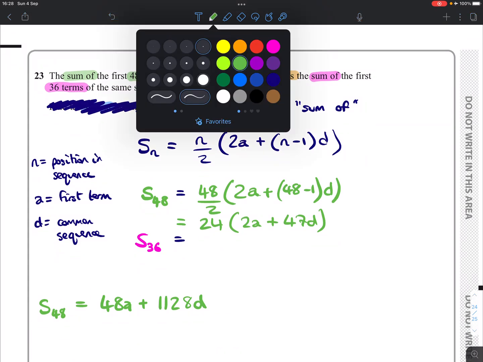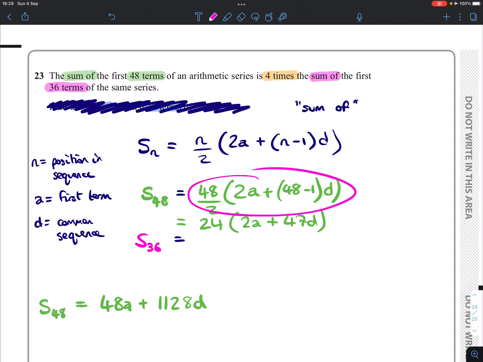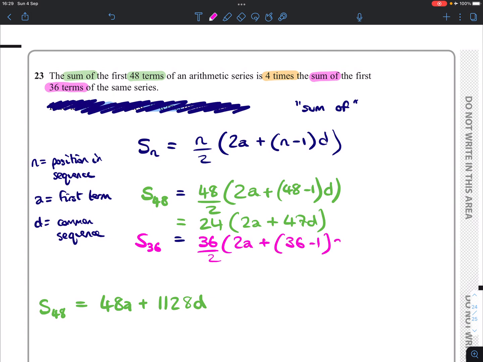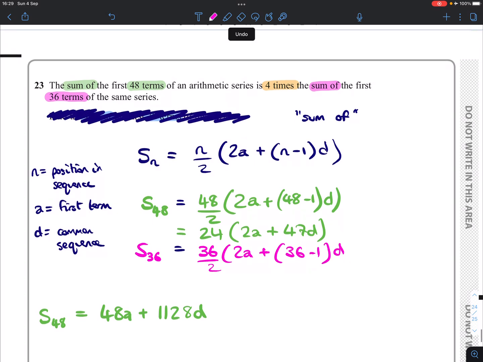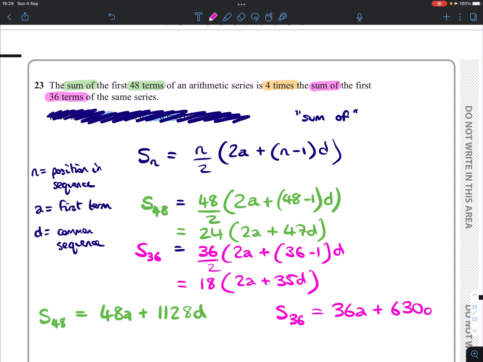As far as the pink one goes, we pretty much have a similar looking thing here, except instead of 48s going in, we're going to have 36s going in. So I have 36 over 2, 2a plus, in a bracket, 36 minus 1 d. And then when we simplify that a little bit, we end up with an 18 outside the bracket and a 35d inside. And then when we're multiplying that out, we're going to end up with S of 36 being 36a, plus 630d when we multiply that bracket out.